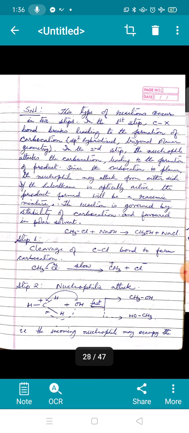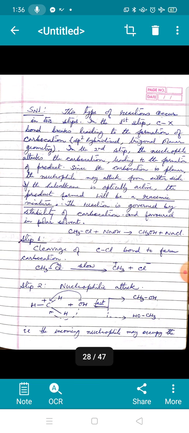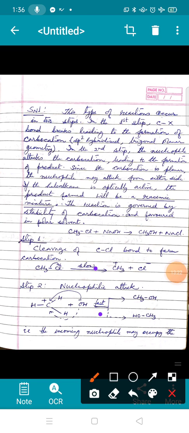Now sir must have done chemical kinetics with you, or if he hasn't done it yet, you will get to know. Since the reaction is occurring in two steps, you can see the first step is the slow step and the second step is the fast step. When a particular reaction occurs in multiple steps, the slowest step determines the order of the reaction. So here in the slowest step, how many species are involved? Only one. You can see the nucleophile has no role to play here. So the reaction depends on the concentration of haloalkane only.